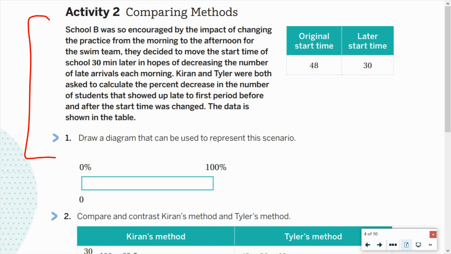All right, so here we go. I'm going to start with the diagram. We have an original quantity of 48, and that quantity changes. It goes down to 30. We don't know what percent it goes down to, nor do we know what percent it finishes off at, but that is our goal, to find the percent that it decreases.